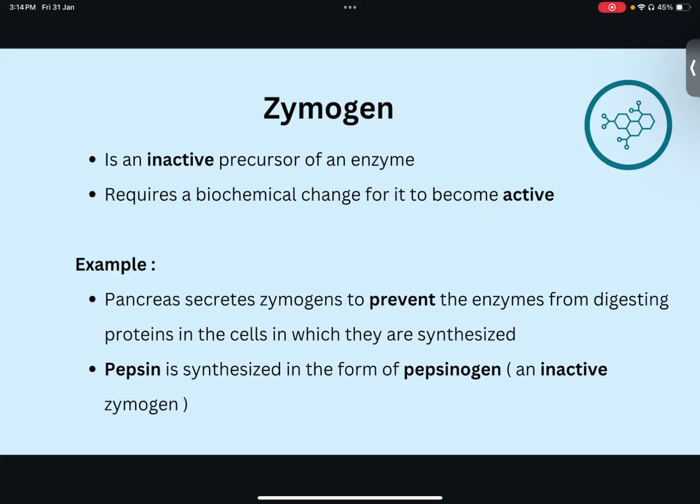Okay, why do we do this? Why do we not just release the pepsin itself, the activated enzyme? Because if we release the pepsin itself, this enzyme will start digesting the proteins in the cells of the pancreas, and it will lead to self-digestion of the organ and damage. So we don't want this. We just release it in its inactive state, and then when it reaches the place that it's acting on, it will get activated by, for example, the acidic environment.